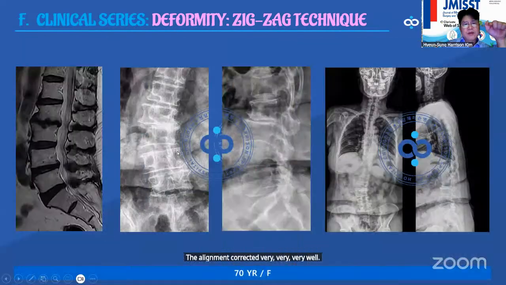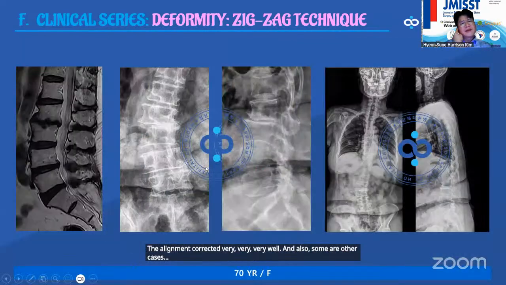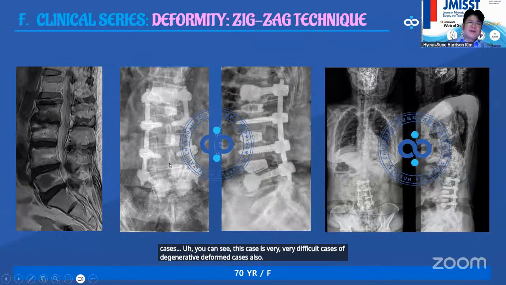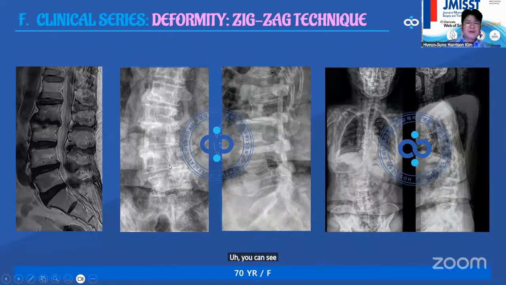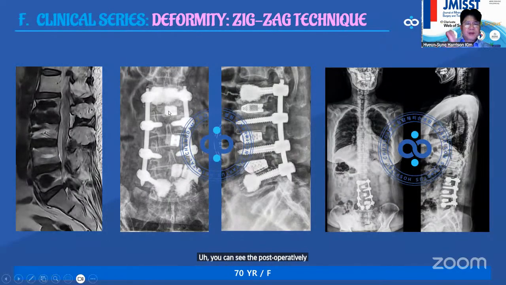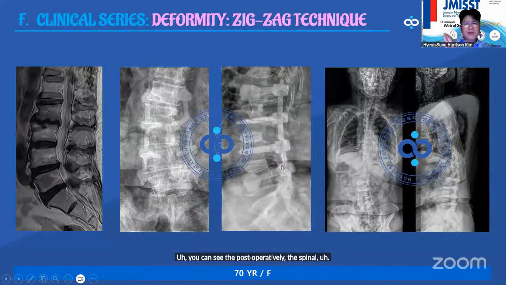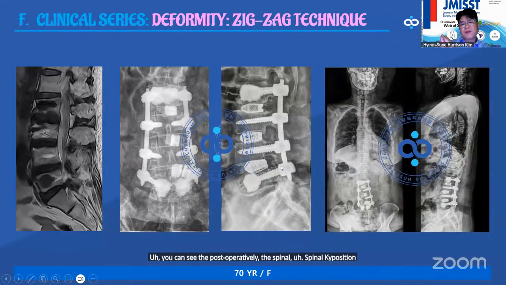And also some other cases. You can see this case is a very, very difficult case of degenerative deformity also. You can see post-operatively the scoliosis and kyphosis were also corrected very, very well.